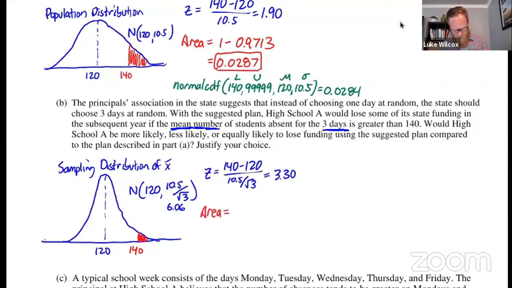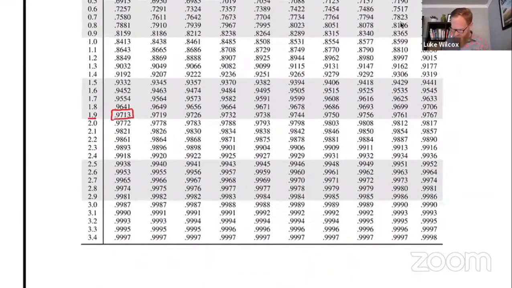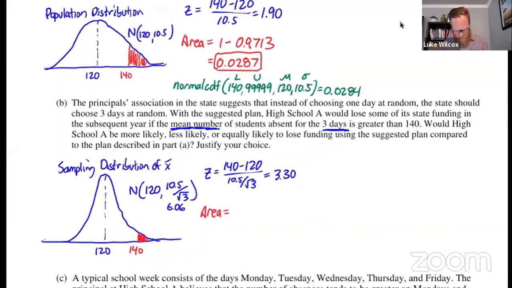Well, we're going to have to go back to our table here, and we need 3.30 this time. So let's see, 3.30 is 0.9995. Once again, we subtract that from 1. And that is going to give me a very small area here of 0.005 as a final answer.